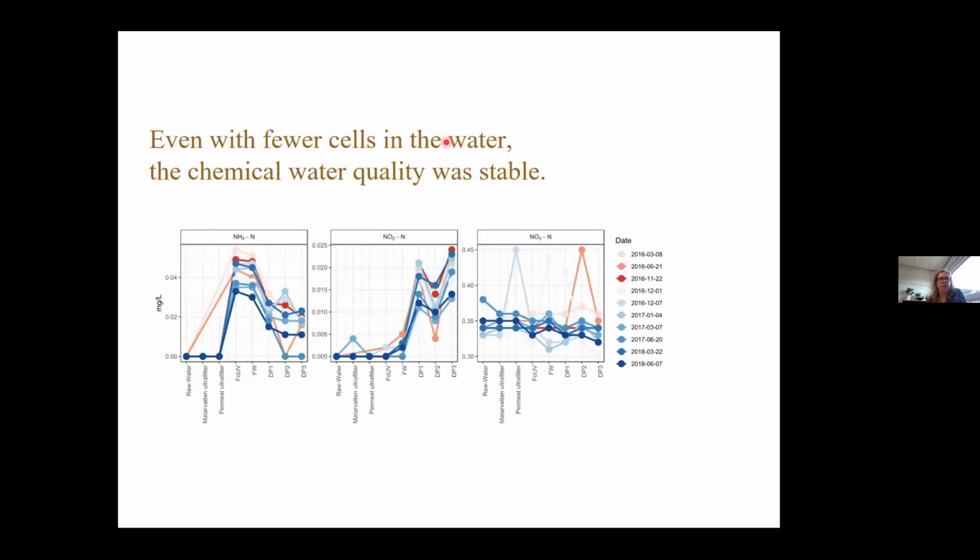And the interesting thing was that even though there were many fewer cells in the water, the chemical water quality was stable with respect to nitrogen compounds. So here you see the concentrations of ammonia, nitrite, and nitrate, and you see them when there were many cells in the water and also when there were few cells in the water. And what this means is that the only thing performing nitrogen conversion in the distribution system is the biofilm in the pipes. So even though there were 700,000 cells in the water per milliliter, nothing was affected when that was removed in terms of the nitrogen cycling.